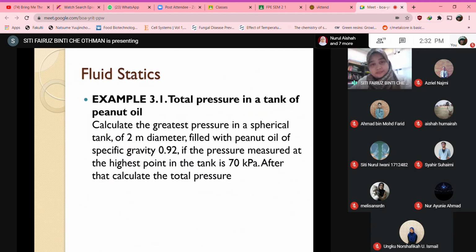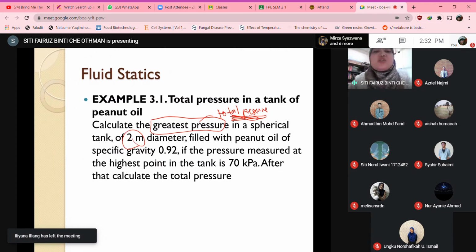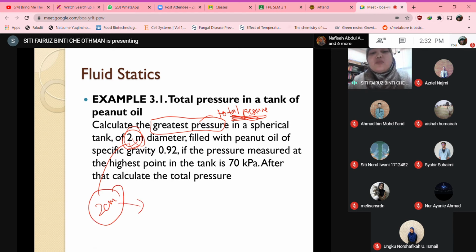Alright, so example. Calculate the greatest pressure. This is very engineering, pity you all. Wait, this is actually the total pressure, another name for it. Total pressure, in a spherical tank of 2 meter diameter. Like I told you before, this is already in meters. If it gives you centimeters, always remember the first thing you need to do is change it to meters. So if given any calculation, the first thing you need to do is look at the unit. If it gives centimeters instead of meters, you have to change it to meters.